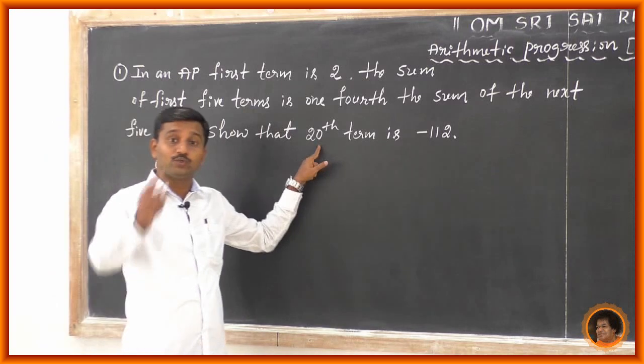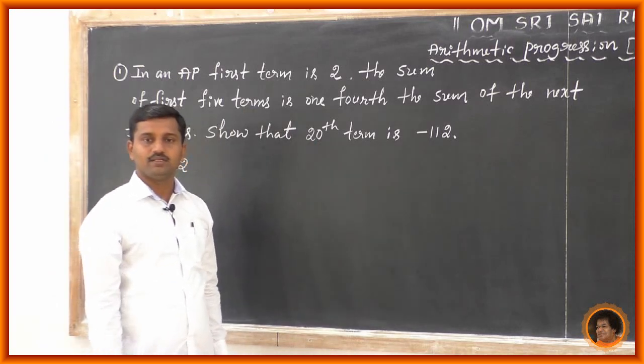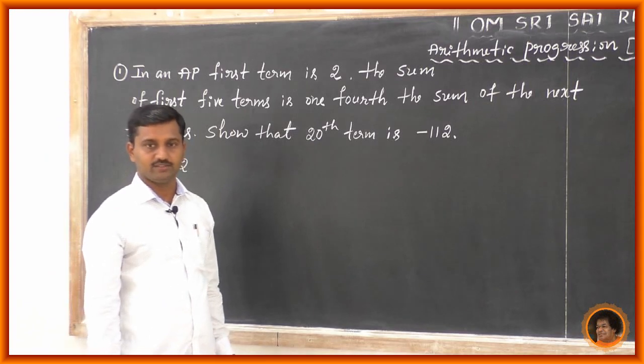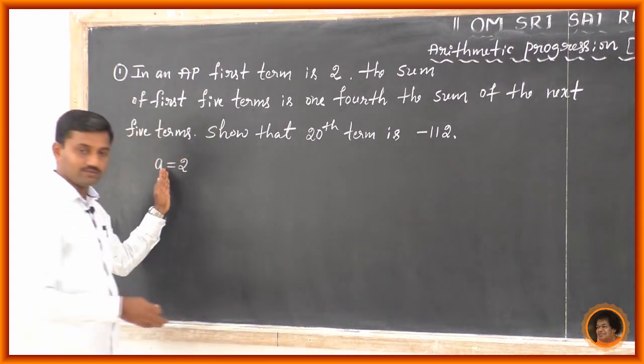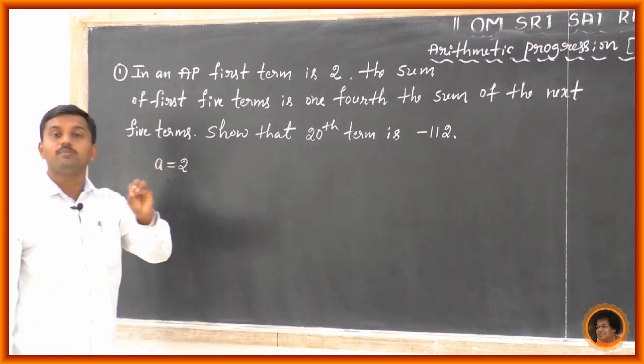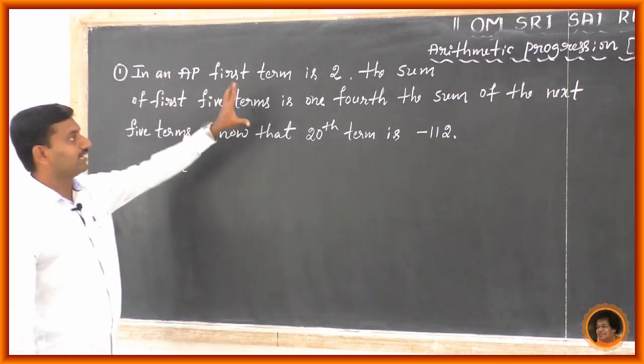20th term, how to find the nth term? By using the formula a_n equal to a plus n minus 1 into d. So a means first term, that is already given. What about d? Common difference. So first we have to find the common difference with respect to the given conditions.